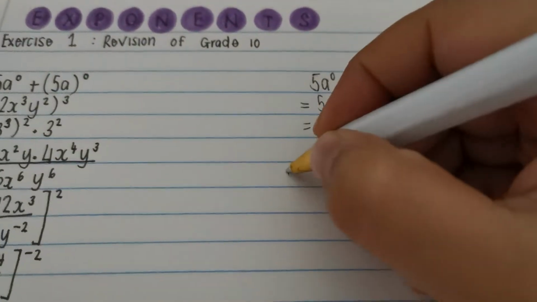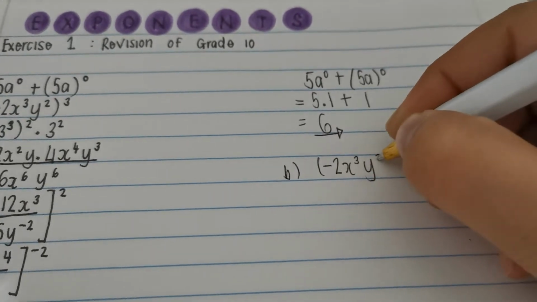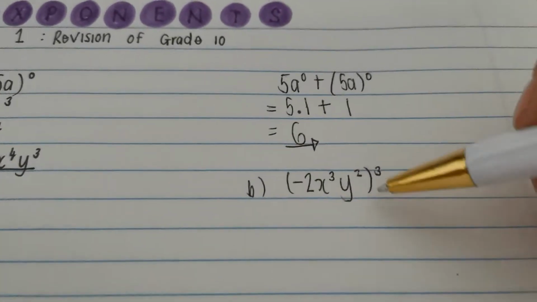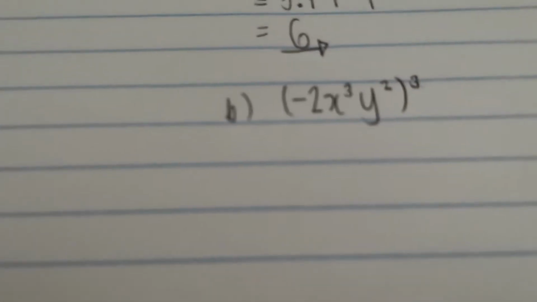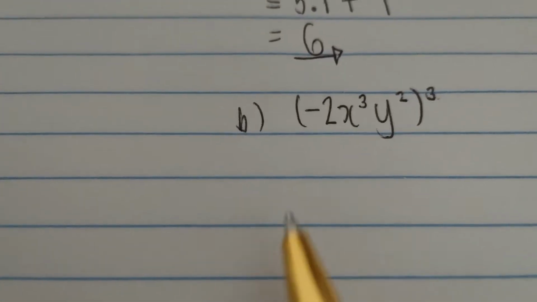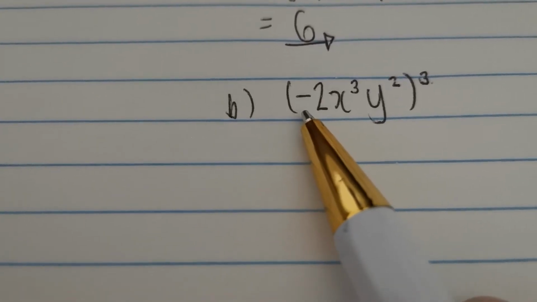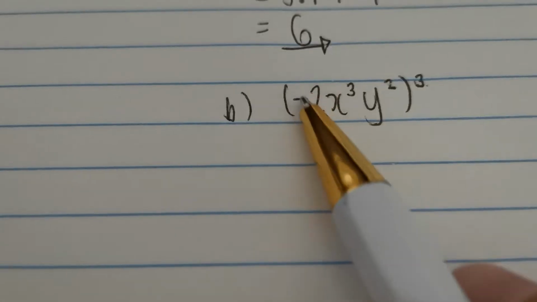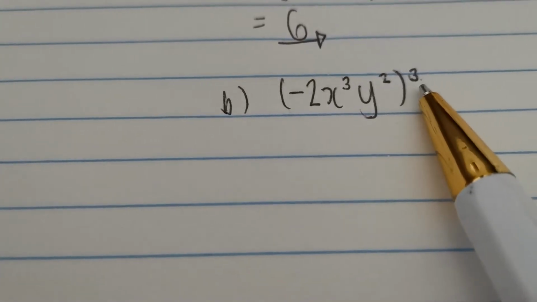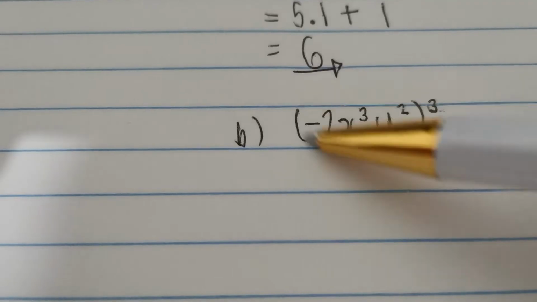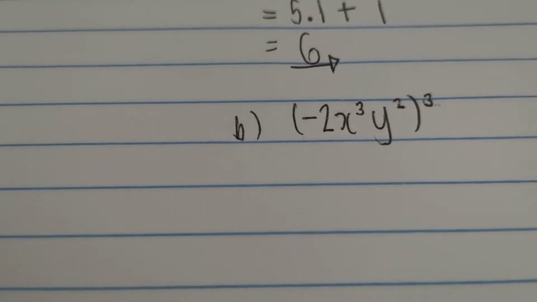Question B says negative 2x cubed y squared, all to the power of 3. Everything in here is getting cubed. Also, you would notice that there's no plus or minus sign in here, and then someone's going to get confused, saying but there's a minus sign. Yes, this here is a negative sign, but this is a single term. And because it's a single term, we can distribute this 3. So 3 can go to this negative 2, 3 can go to this x to the power of 3, and 3 can go to the y squared.